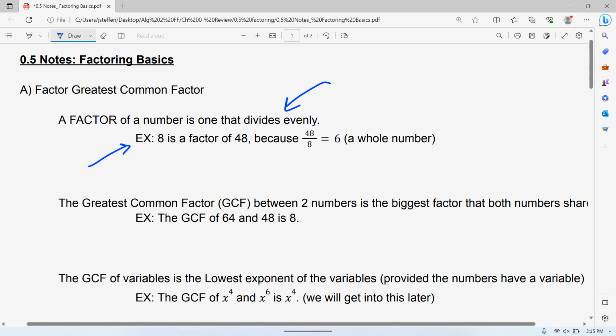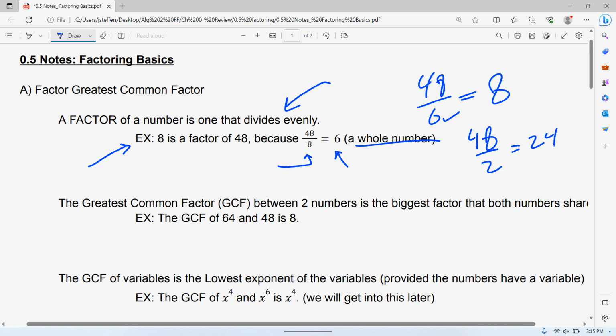So 8 is a factor of 48, and the reason is because if you take 48 divided by 8, it equals 6, which is a whole number. It doesn't matter that it's 6, it's the fact that it's not a decimal, it's not a fraction. So 48 divided by 6 is also a whole number, so 6 is a factor. 48 divided by 2 is also a whole number, so 2 is a factor, and so on and so forth.